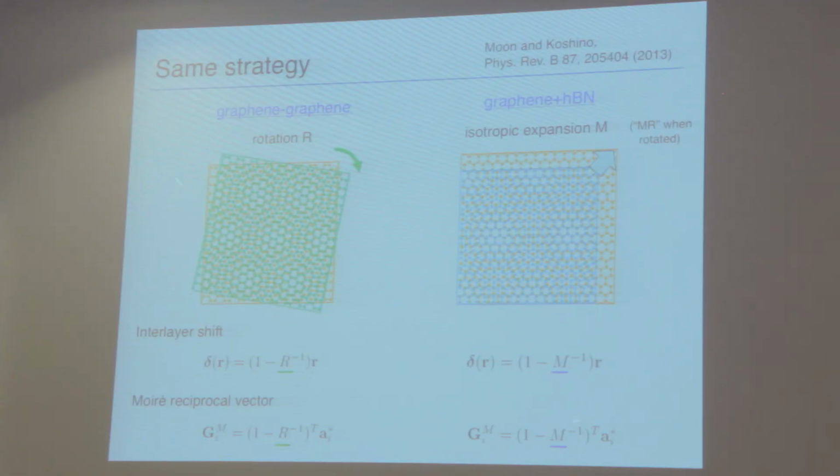So we can do the same thing again, theoretically. In the graphene case, the moire is generated by the rotation. But in graphene boron nitride, it is generated by expansion because of the lattice constant difference. Of course, we can combine it with rotation, but with zero rotation, this is just expansion. Then we get delta of R. So all the treatment is the same.